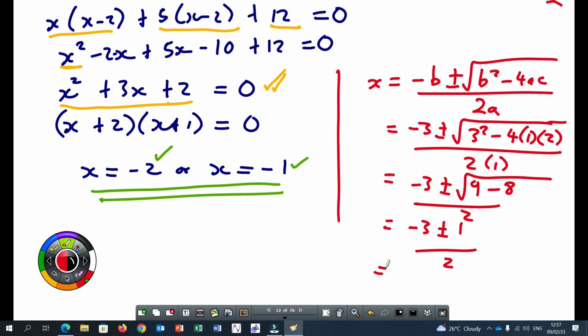Then when you simplify, the minus 3 minus 1 gives me minus 4 over 2. I'll get minus 2. Then minus 3 plus 1, I'll get negative 2 over 2. I'll get x equal to minus 1.